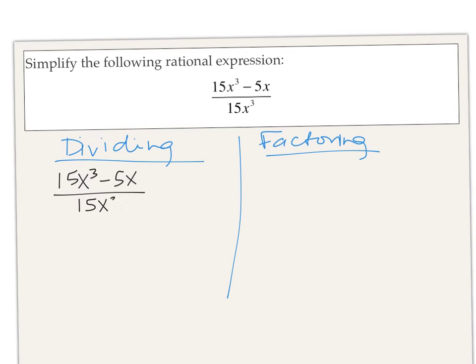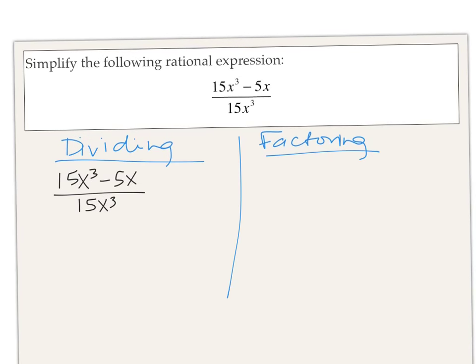What I see a lot of students do, especially students who've seen it before, so I would expect to see this from students who've done the unit before, is they look at this and they're like, oh, 15x cubed is on top and on the bottom, so I can cancel it off. That's not correct. If you wanted to divide by 15x cubed, you would have to divide everything by 15x cubed.